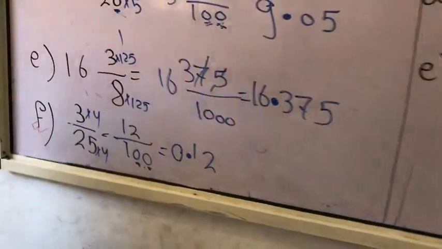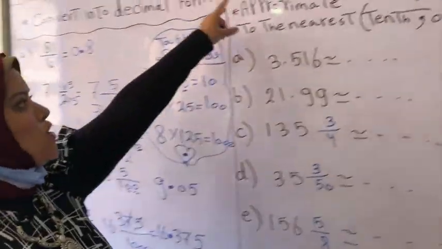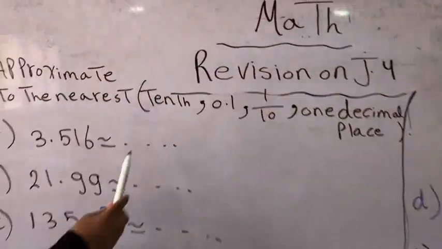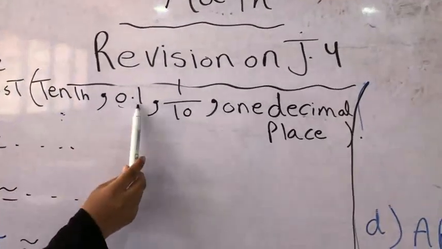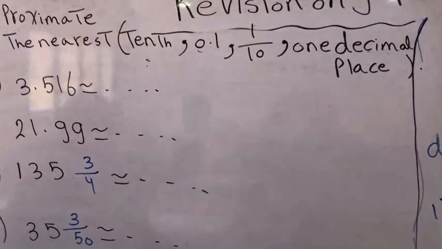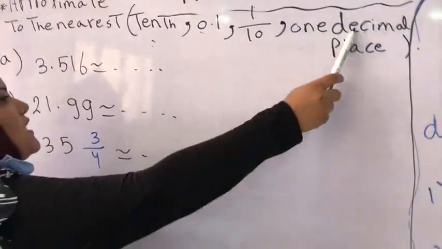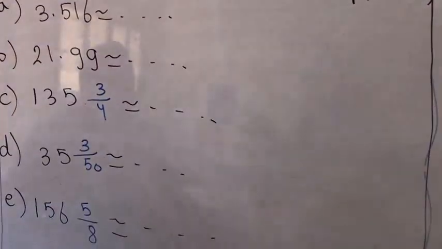Miss, why do we take this way now? Because if I wanted to approximate to the nearest tenth, or 0.1, or 1 over 10, or 1 decimal place, where this is all places in my number.